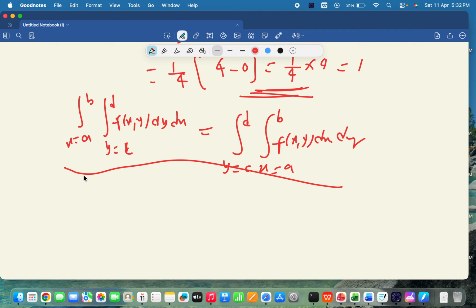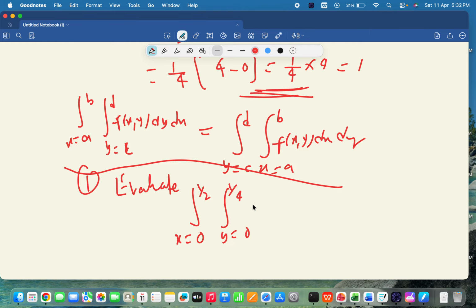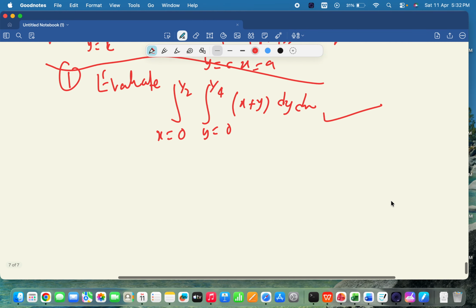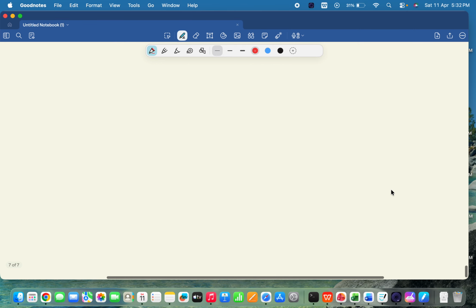Okay, you will understand. So I will give you a question for practice. You just try. Evaluate the integration with x from 0 to 1 by 2 and y from 0 to 1 by 4 of the function x plus y dy dx. Try to solve. Okay, now the second type.